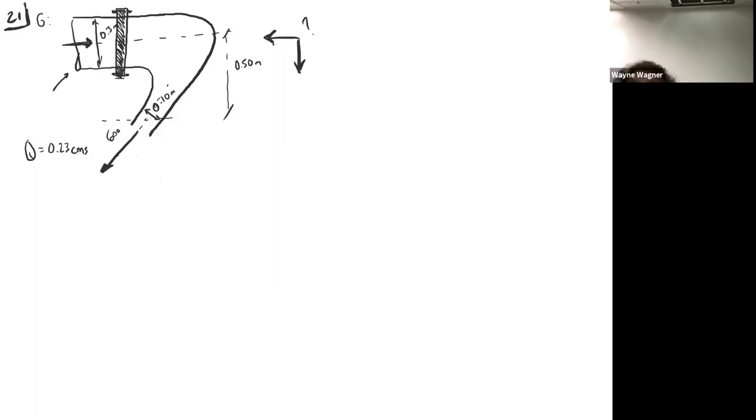Now, I've been wrong before. I don't think I'm going to be wrong in this case, but anyway, we have a few other things to note. The internal volume of this thing is 0.03 cubic meters. So that's the volume of the water inside the bend. And it says to disregard the weight of the elbow.